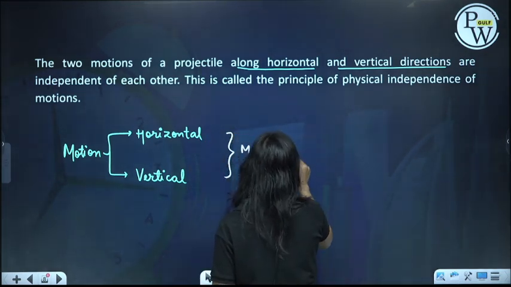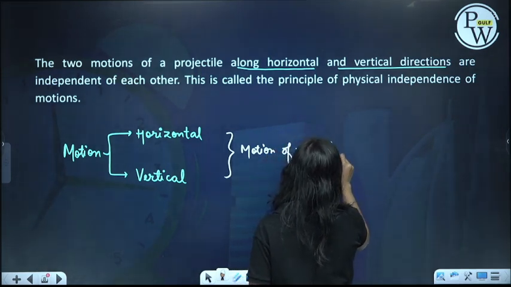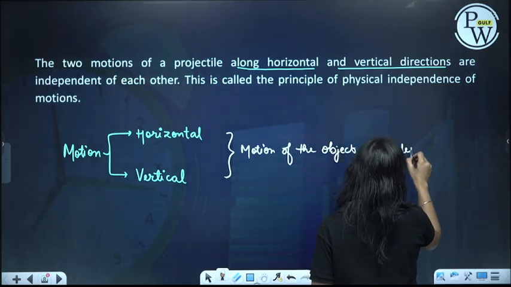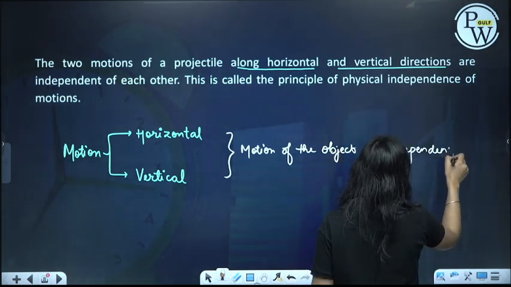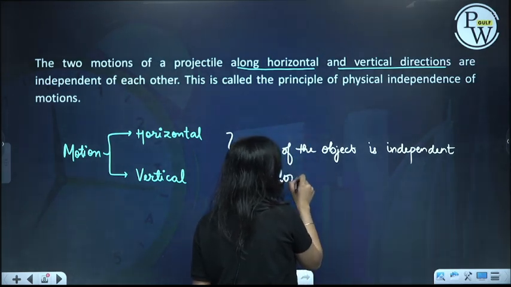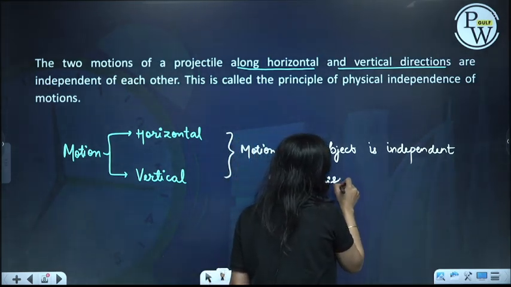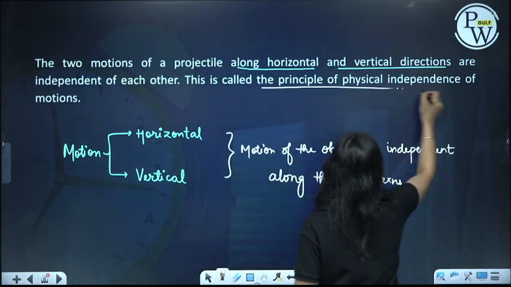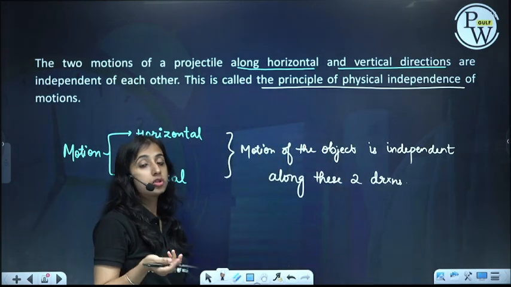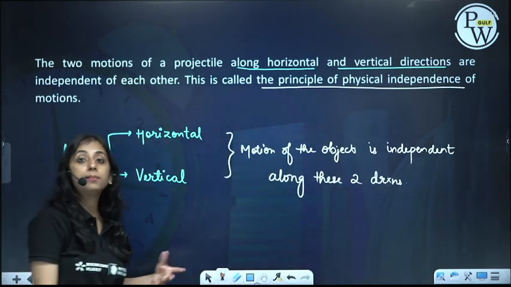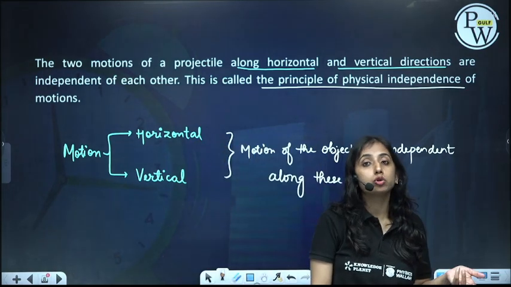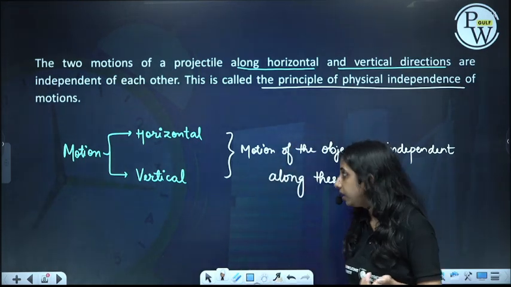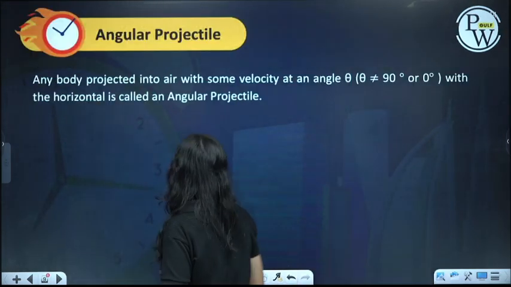Motion of the object is independent along these two directions. This is called the principle of physical independence of motion, that motion along x is independent of the motion along y, and motion along y is independent of the motion along x. They are not dependent on each other. Okay, so let's study the projectile.